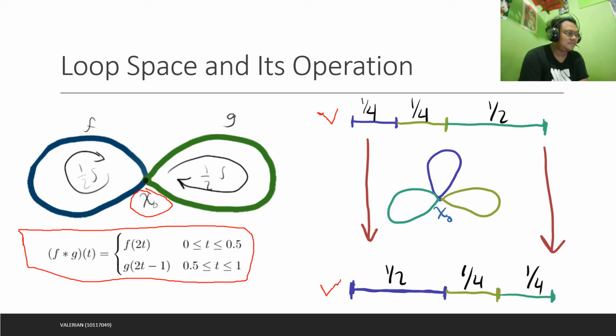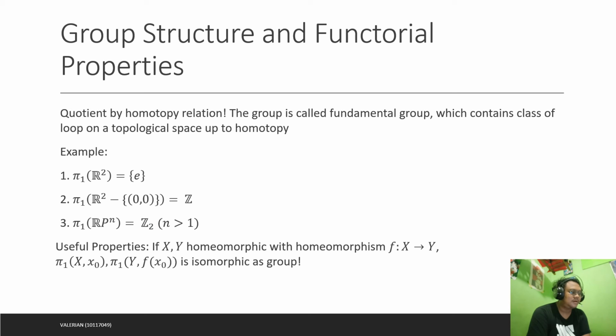And of course, it has a reason. The homotopy gives rise to an equivalence relation on the loop space. So we can now just quotient out the loop space by the homotopy relation. Eventually, this leads us to a group called the fundamental group, which contains the classes of loops on the topological space up to homotopy.